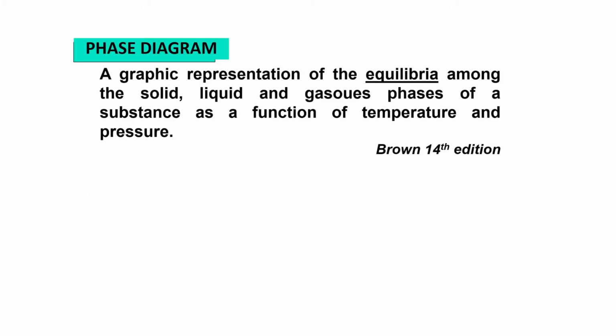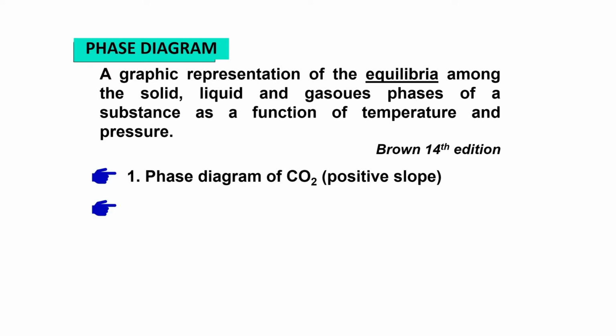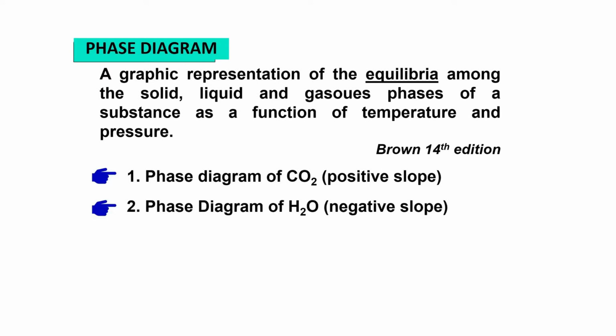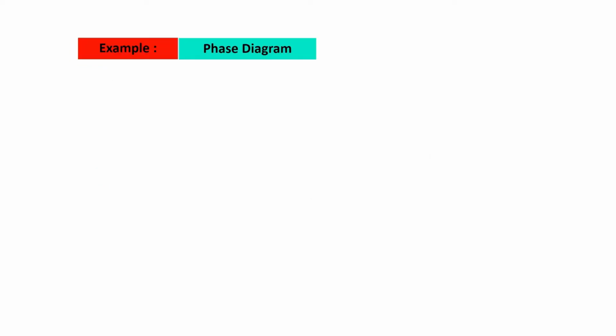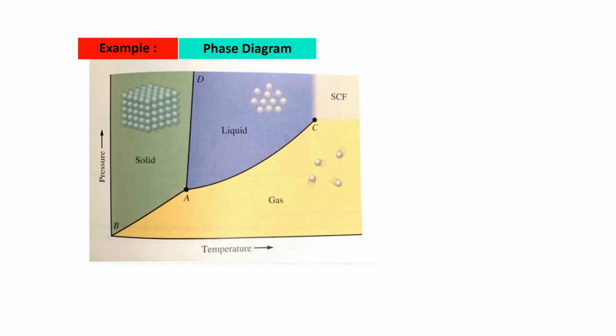So what is the definition of a phase diagram? According to Brown, 14th edition, phase diagrams are graphic representations of the equilibrium among the solid, liquid and gaseous phases of a substance as a function of temperature and pressure. We are going to focus on two substances: one is carbon dioxide, the second one is water. So look at these phase diagrams. On the phase diagram, first you have to know the y-axis is pressure, the second axis is temperature, and each phase diagram must have the solid, liquid and gas phases.